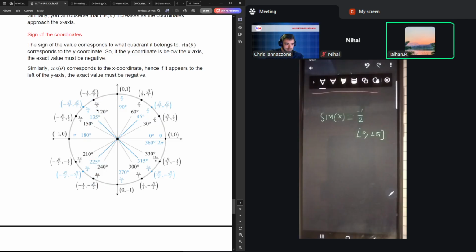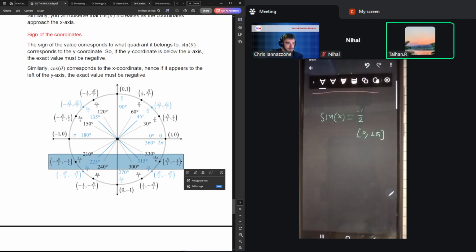It's going to be pi over 3 or 5 pi over 3. Oh, sorry, I messed it up again. It's going to be 11 pi over 6 or 7 pi over 6. Yeah, there we go. Sorry, I just messed up the signs.